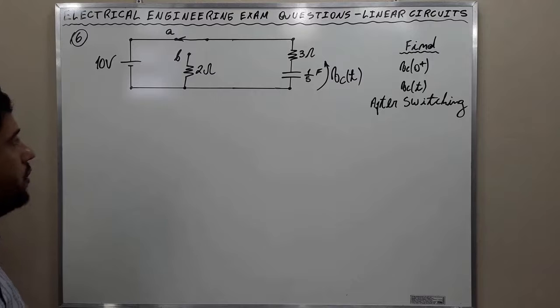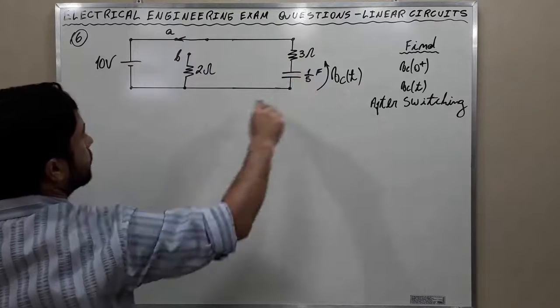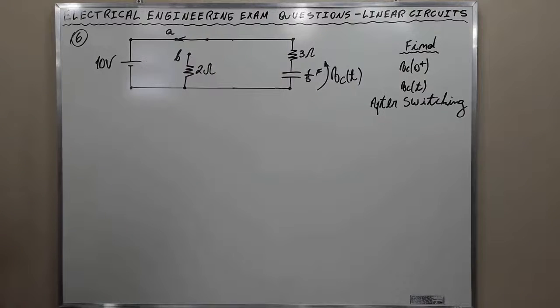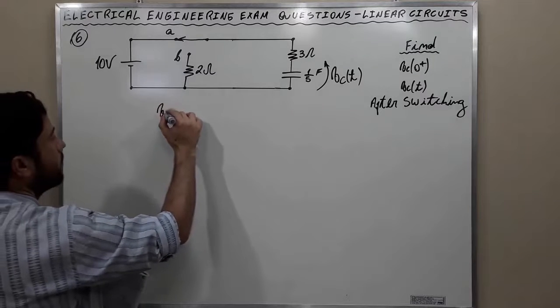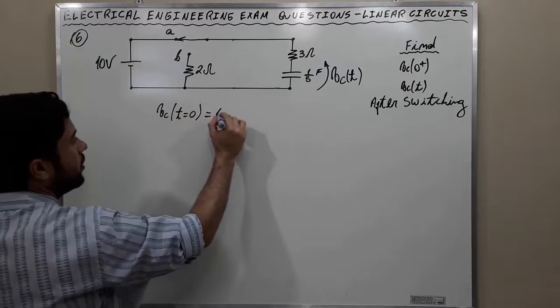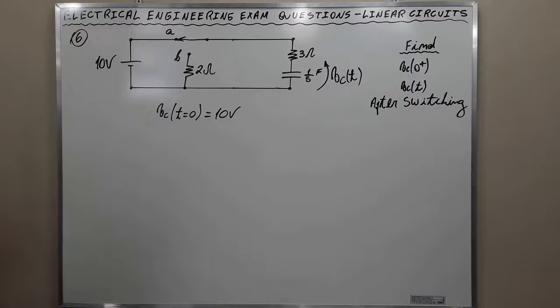Before switching, the circuit is this. In steady state, the capacitor acquires the voltage of the source. Then, immediately after switching, Vc is equal to 10 volts. Okay?